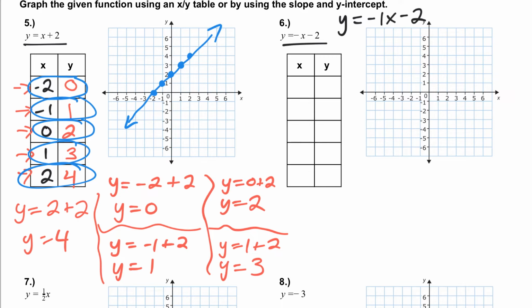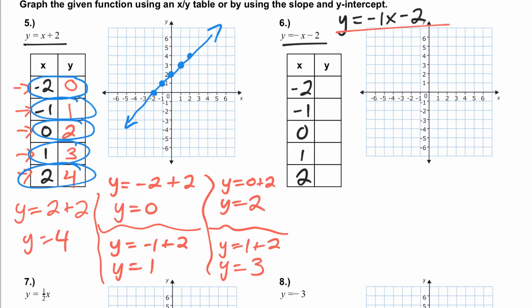So first up, we're going to pick a couple different values of x. Let's go ahead and pick, we'll just use the same ones. Those are typically the easiest to use, but I'll show you some instances where it's better to use different values. So we're going to use -2, -1, 0, 1, and 2. And we're going to plug each of these values into our function one at a time. So I'm going to plug them into this function: y is equal to -1x minus 2.